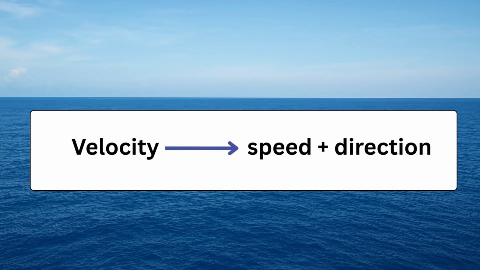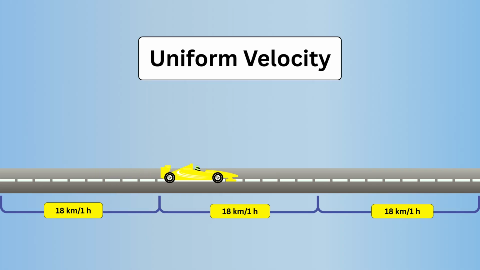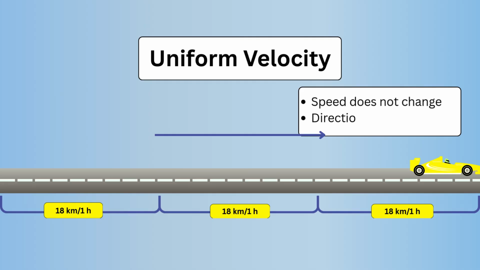Velocity depends on two things: how fast an object moves and the direction in which it moves. To understand how velocity behaves in different situations, let's look at uniform velocity and variable velocity. First, uniform velocity. Imagine a car traveling 18 kilometers in 1 hour along a straight road. If the car continues to move with the same speed and in the same direction, then its velocity remains unchanged. This is called uniform velocity. Velocity stays uniform only when both conditions remain constant. The speed does not change and the direction does not change.